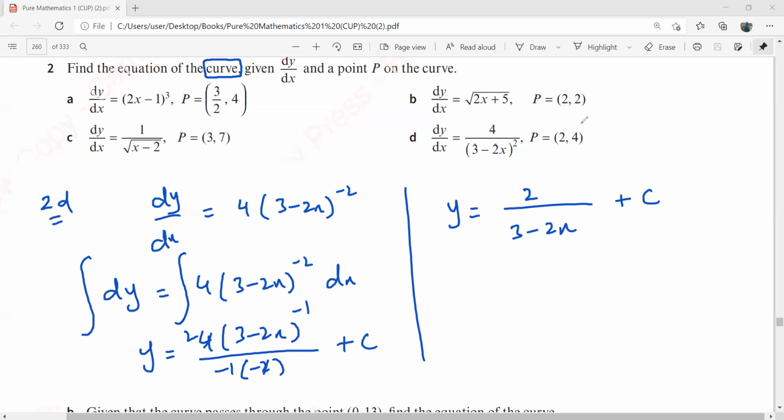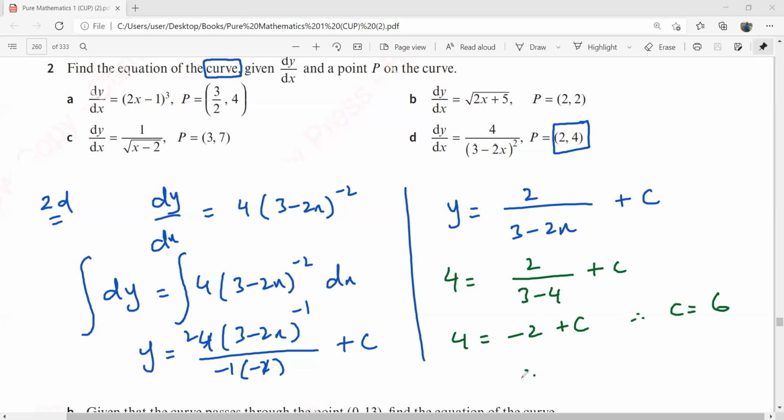We have to use the given point to determine the value of c. So let's put y as 4 and x as 2. This is 3 minus 4 plus c, so you have 4 equals minus 2 plus c. Your c is equal to 6. Therefore, finally, the equation of the curve is y equals 2 over 3 minus 2x plus 6. That is the equation of the curve.